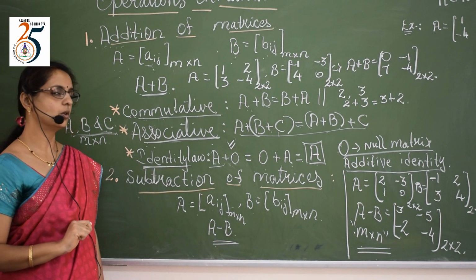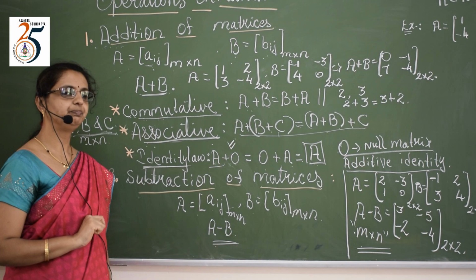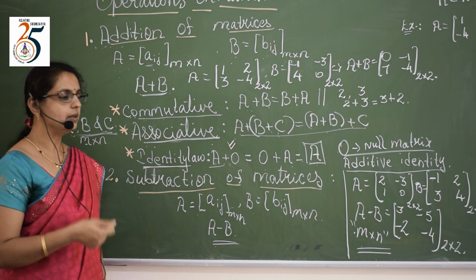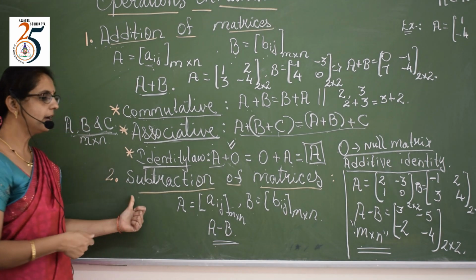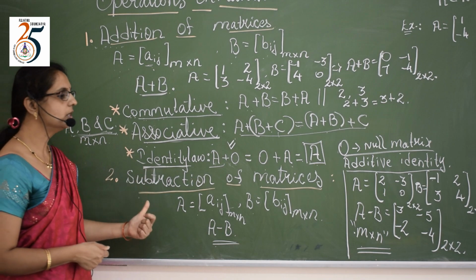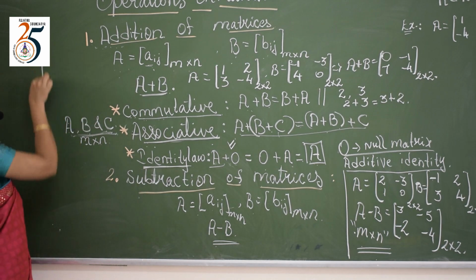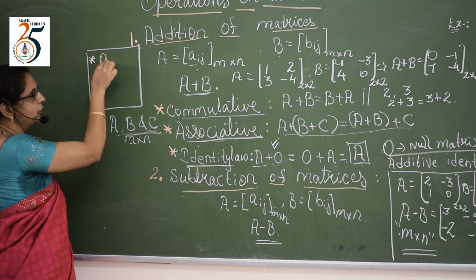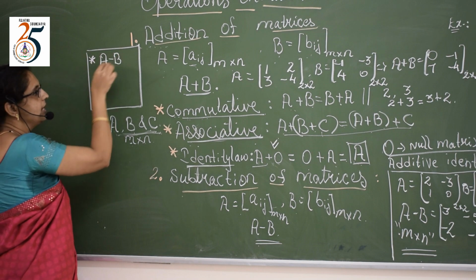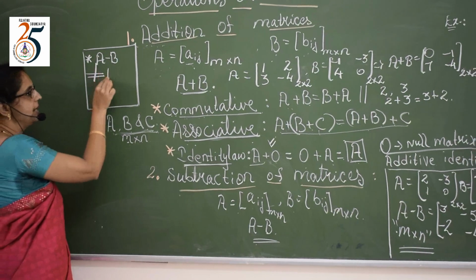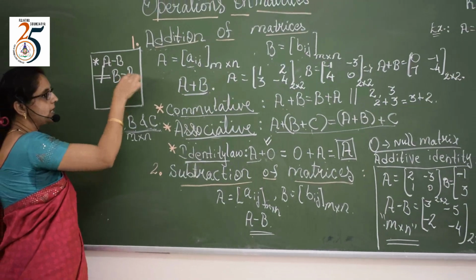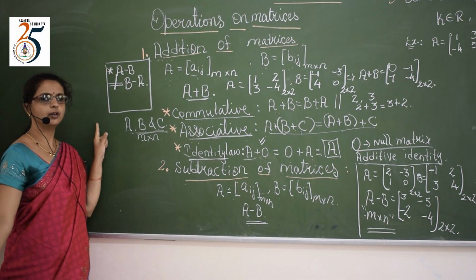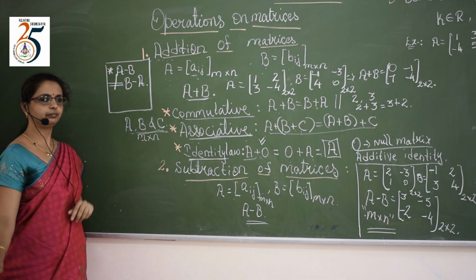Why is commutative not possible? Because commutative is not true with respect to our numbers, so it cannot be true with respect to subtraction of matrices. What does it imply? In case of subtraction of two matrices, A minus B is never equal to B minus A.